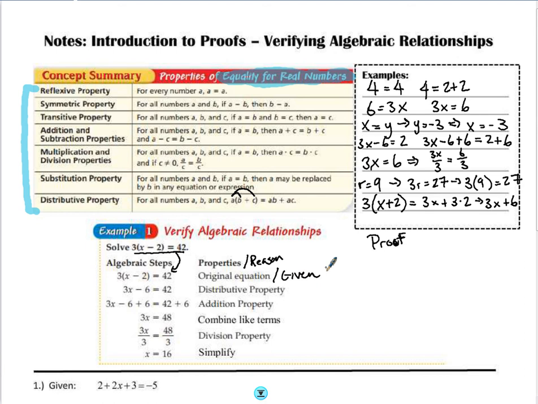Now, once I do that, I have to think about my steps logically. What would I do next? Well, I would distribute the 3 into the x and the negative 2, and I would get 3x minus 6 is equal to 42. What was the reason for that? Well, the reason was I used the distributive property.